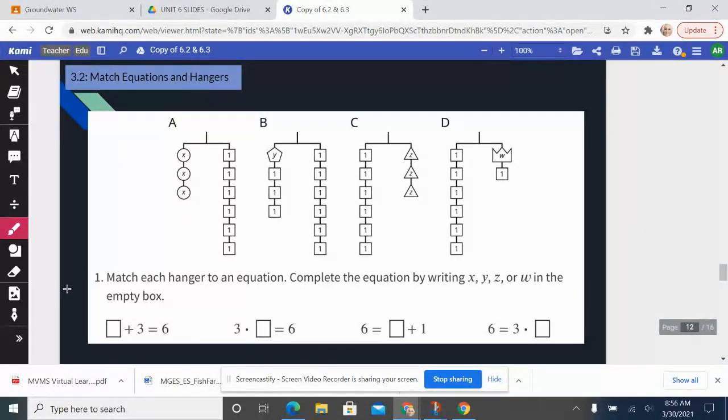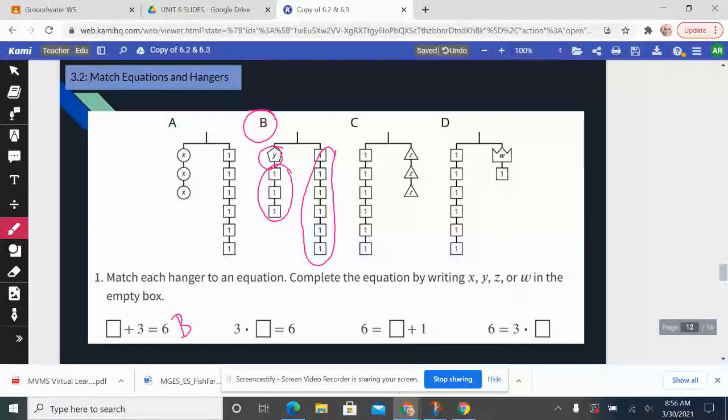So this first one is actually going to be B, right? So I'm going to just write a B right there. You could write that too. So it's something plus these 3 equals 6 boxes. Okay, so that's how I knew it matched that one.